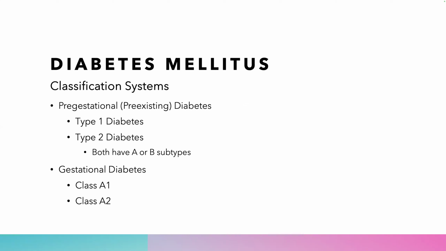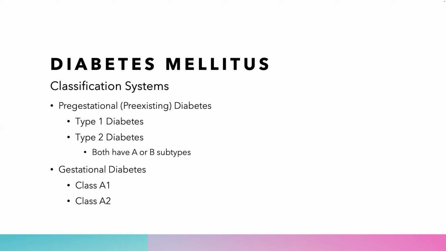In our classification system for pre-gestational, pre-existing diabetes, we have type 1 diabetes, which is typically low insulin production, and type 2 diabetes, which we know has something to do with high insulin resistance. Both have A and B subtypes. An A subtype is without vascular complications, so it's diabetes without any kind of vascular comorbidities. A B subtype is diabetes with a vascular complication, so thinking about valve disease of the heart, high blood pressure, retinopathy, nephropathy, those complications that come from the vessels.